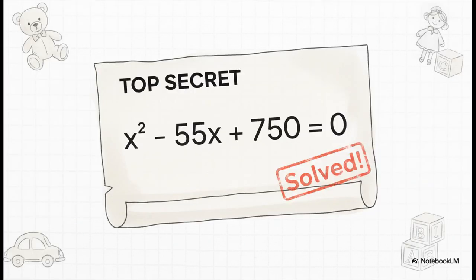Now, when we multiply that out and rearrange the equation to get it into that standard form we talked about, boom, we get x squared minus 55x plus 750 equals 0. We've done it. We've successfully translated this word problem into a proper quadratic equation. If we were to solve this, it would tell us exactly how many toys they made.